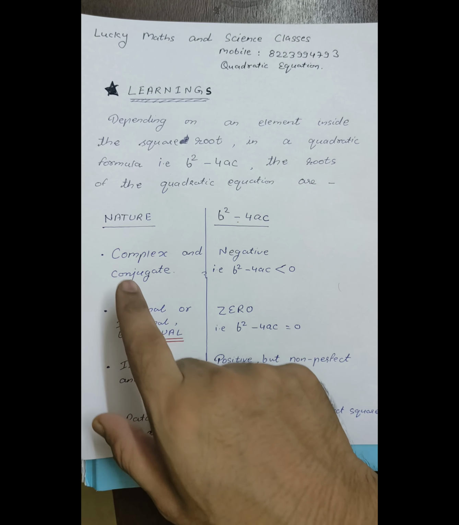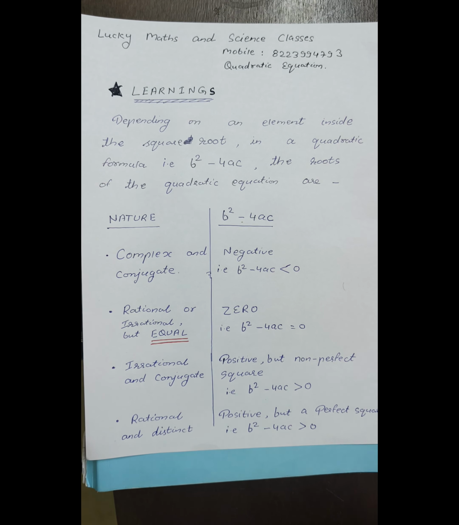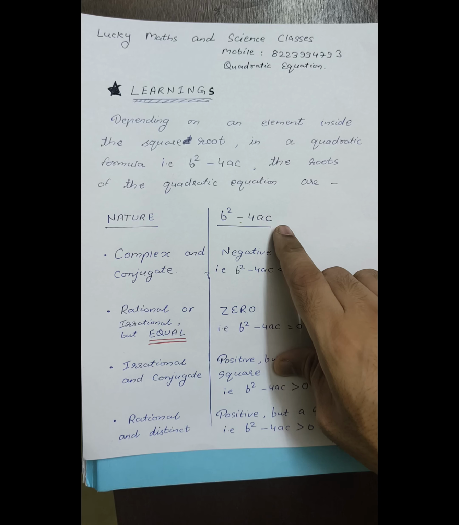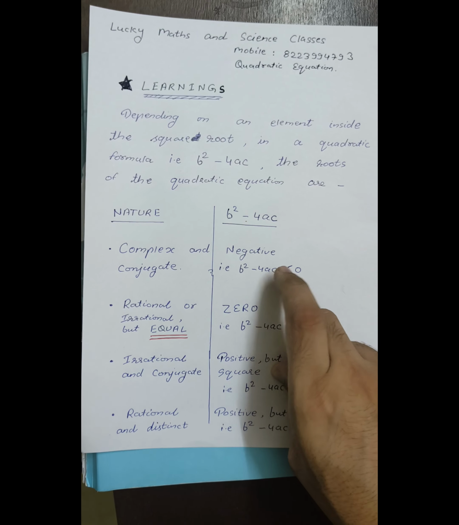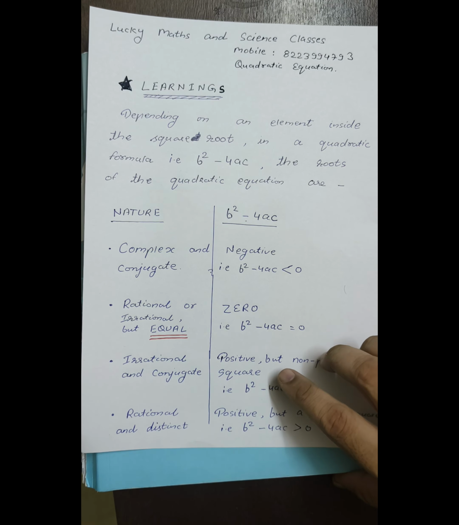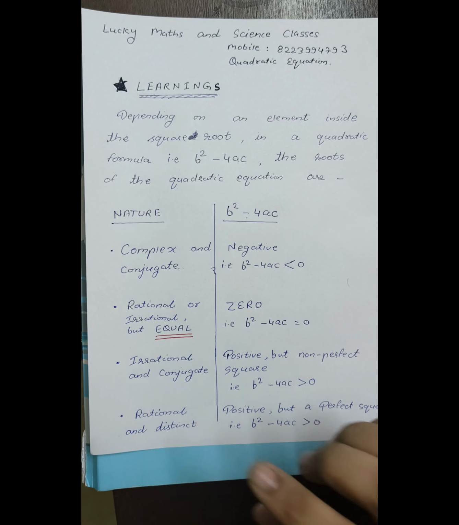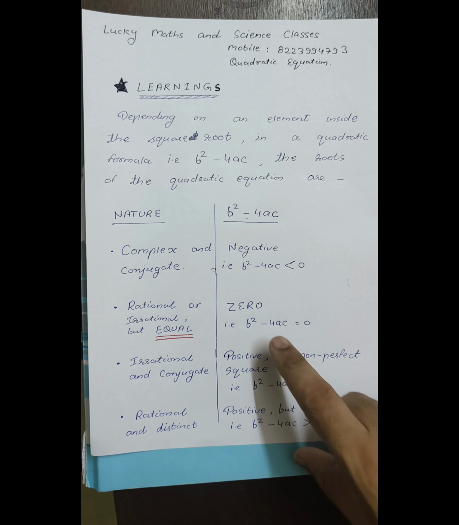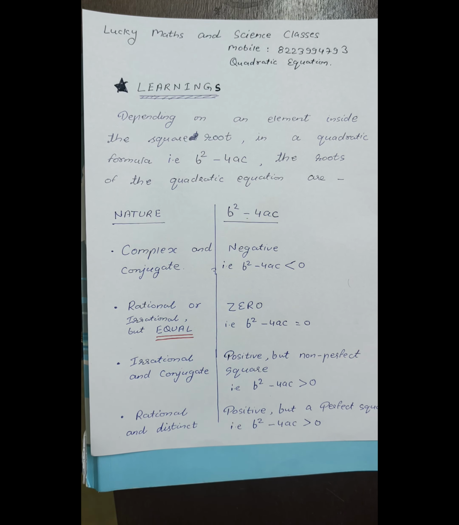So when we are getting complex and conjugate, in which condition, try to observe in which condition we are getting complex and conjugate roots. When the value of b square minus 4ac is negative, b square minus 4ac is less than 0. You will remember in that particular question, inside the square root we were having -7. Second observation, when we are getting rational or irrational, it can be rational or irrational but equal roots. Just before this we did, in that question we are getting -2 and -2, same equal roots. At which condition? When b square minus 4ac is equal to 0.